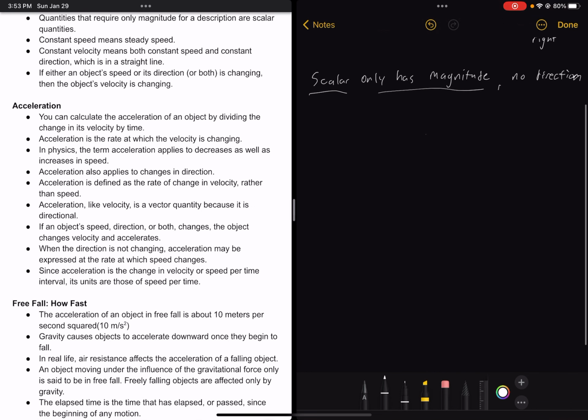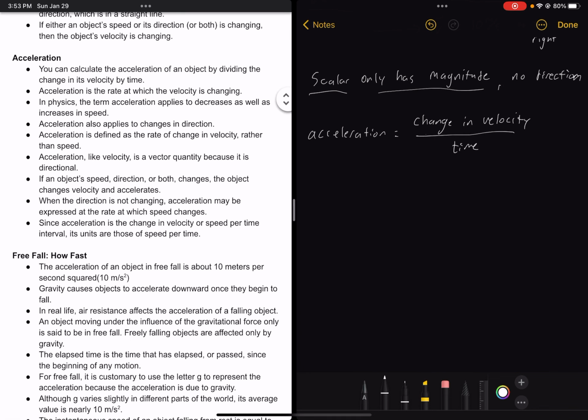So something you need to know about acceleration is that it's basically change in velocity over time, right? So it's your change in velocity over time. All right, so you need to know that. So it's the rate at which velocity is changing. It's important to note that whether you're speeding up, slowing down, or technically changing directions, you don't have to worry about that. But it's the rate at which your velocity is changing, right?